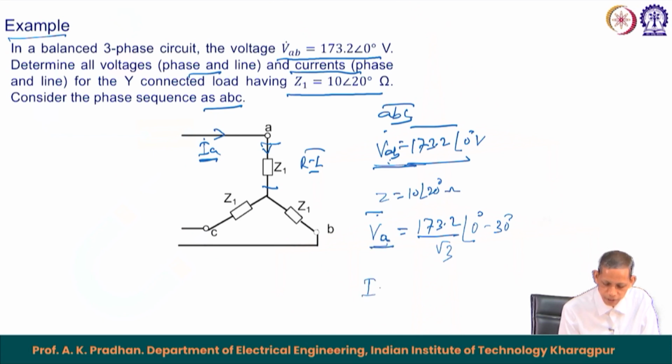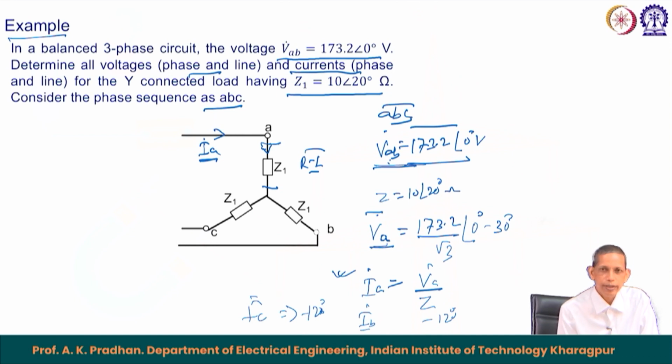Therefore, from the phase voltage here, IA becomes equal to VA upon the corresponding impedance Z. So, we can get the corresponding IA. Once you know IA, because this is a balanced system, we can know IB to be 120 degree lagging to IA and IC to be 120 degree lagging to IB. That way you can get the corresponding phasor positions of IA, IB, IC, and we know that the line current equals the phase current for a star system.